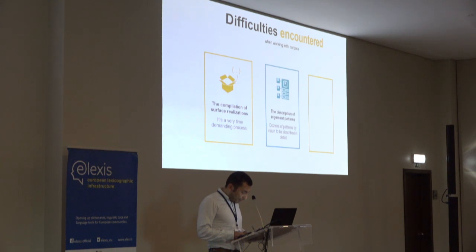The laborious description of the noun argument patterns. This description involves the compilation of all possible combinations and syntactic-semantic restrictions for each argument, along with their different surface realizations in the five target languages. For example, in its current state, the dictionary describes 61 patterns for the German noun Flucht. 16 are monoargumental, 31 biargumental, 13 triargumental, and 1 is tetraargumental.